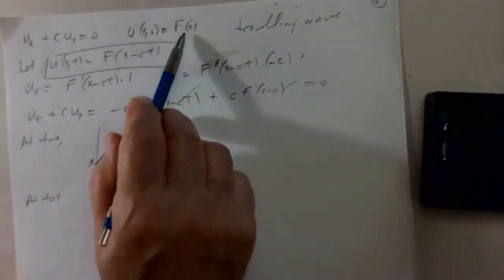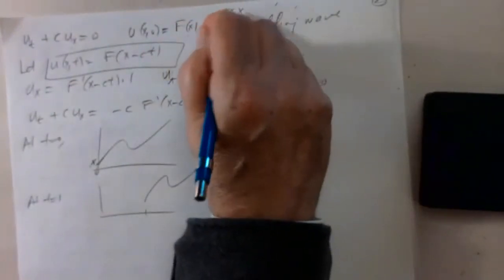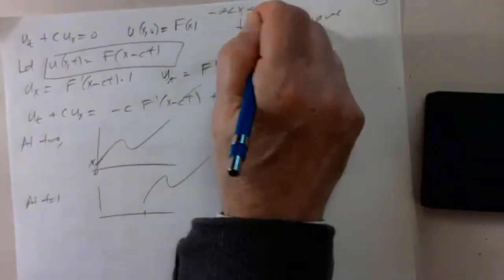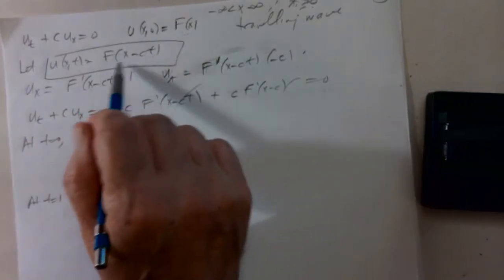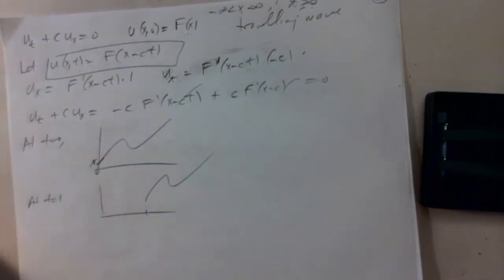So capital F of x is the initial condition for the function, u of x,0, defined for all x. In this equation, I should always say, this is defined from minus infinity to plus infinity for x, and for t greater than or equal to 0. At every time, what the solution looks like is the initial value of the function translated to the right by the amount ct.